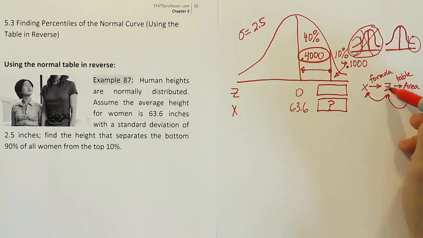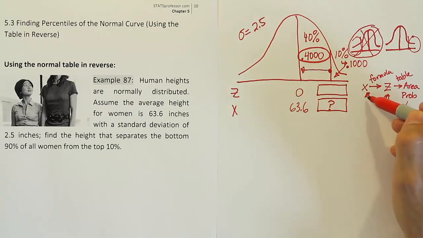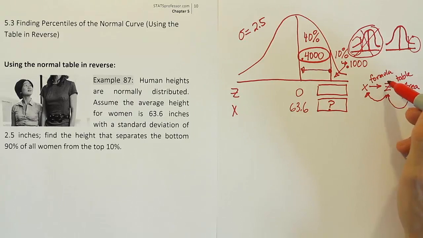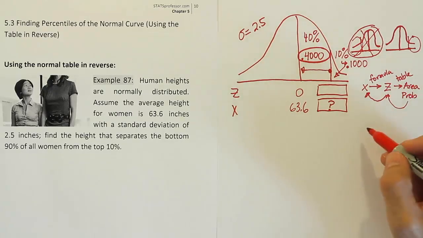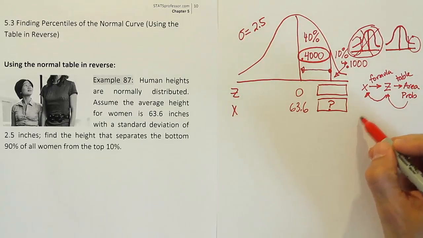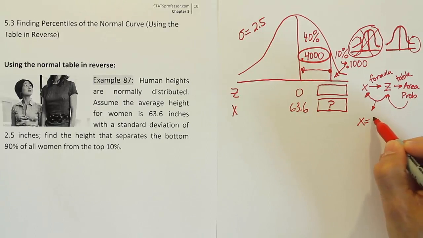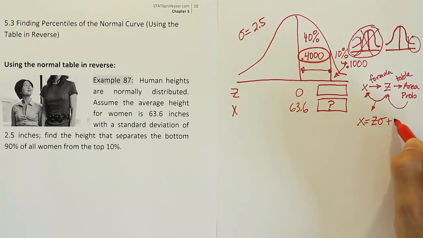Now, once I use the table backwards in order to find the z-score, then I will use my z-score plugged into my formula, and I will find x. Now, the formula is the z-score formula still. However, we're going to do a little algebra on the formula, and we're going to produce the following alternative formula. It's the same formula, just solved for x instead of solving it for z. And it's going to be this formula, zσ plus the mean.